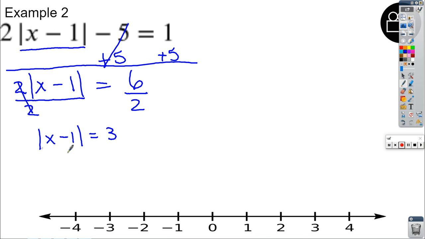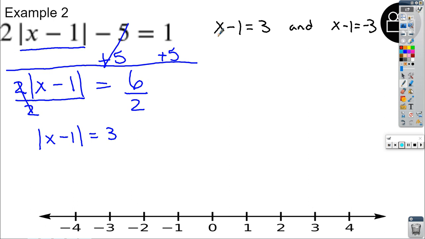Now, since my absolute value is all by itself, I can set up my two versions here. The first one I have is x minus 1 equals positive 3, and my other version is x minus 1 equals negative 3. So basically those are my two solutions that I'm going to solve for next.